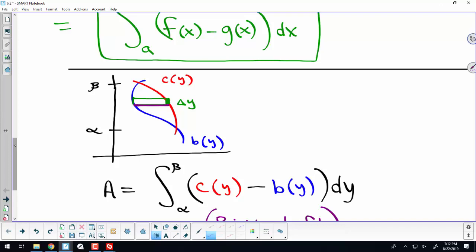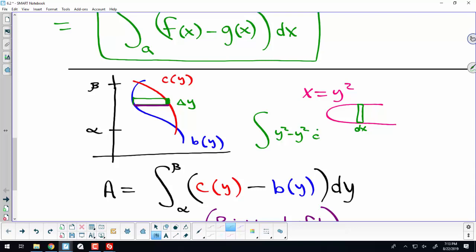Because even if I looked at a simple one, like x equals y squared, we know that thing looks like this. But if I said integrate this with respect to x, here's my rectangle with its length dx, then I can't say y squared minus y squared, right? I can't integrate y squared minus y squared with respect to x. And if I did, it's not telling me anything, because 0, I know the height of that rectangle isn't 0. So, yeah, that's more or less on the right track.